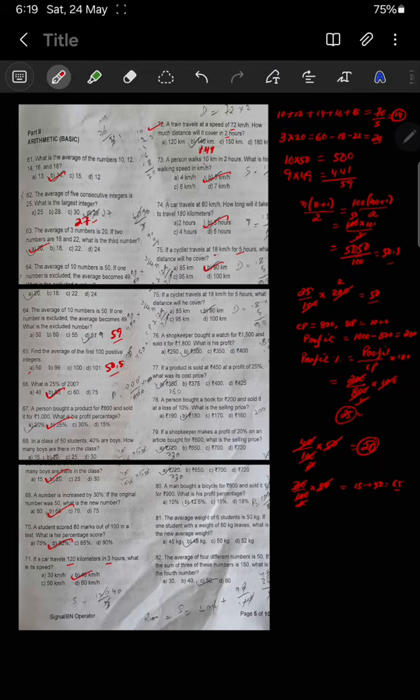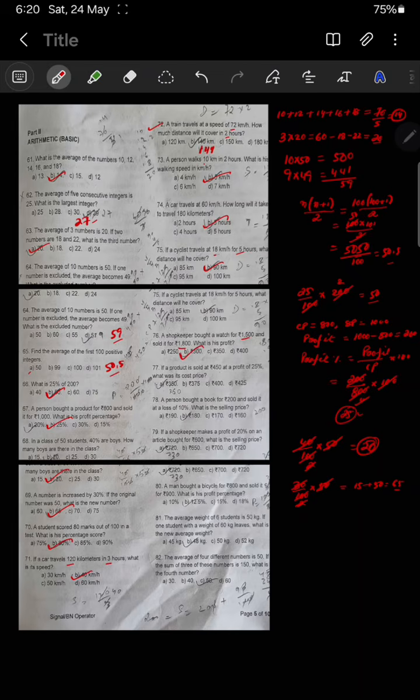Next, question number 76. A shopkeeper bought a watch of 1500 and sold it for 1800. What is his profit? So profit equal to, formula is your what? Selling price minus cost price. So selling price is given 1800 and cost price given 1500. So if you subtract here, 1800 minus 1500, there will be 300. So option B is your correct option.